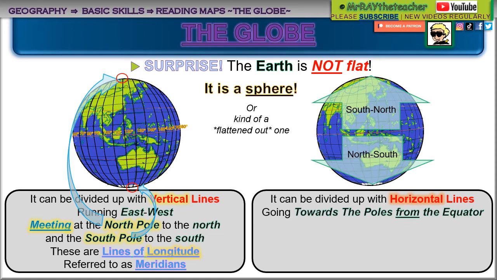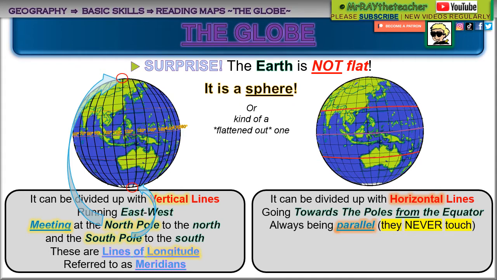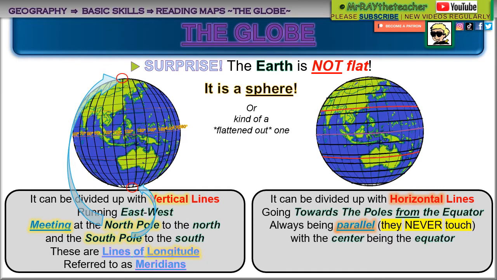Then it can be divided in horizontal lines. They go towards the poles from the equator. So you've got them always being parallel. That means they never touch. And with that being the case, the center is the equator. That's your middle line. There are lines of latitude and referred to as parallels. Here's a way to remember: latitude has the letter A, and parallels has the letter A.